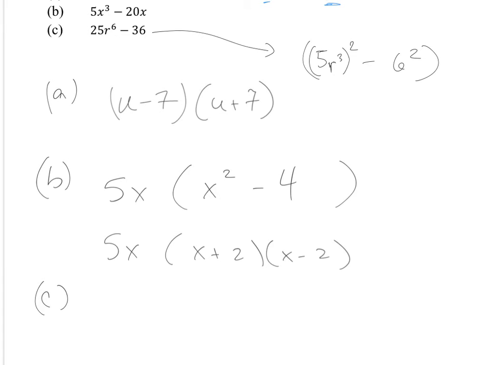So again, in your mind, you need to be asking yourself this right here. Please, if you didn't get this right away, I hope you're looking. You need to be asking yourself, what thing squared gives me this? And what thing squared gives me this? Well, the answer is 6 gives you 36, and 5r cubed squared gives you 25r to the 6th.